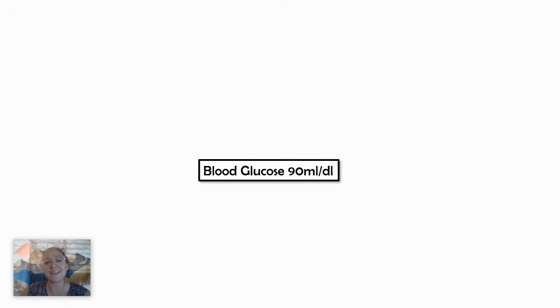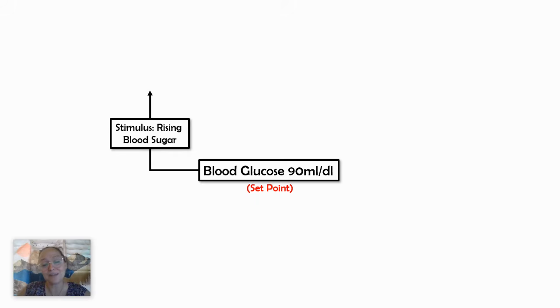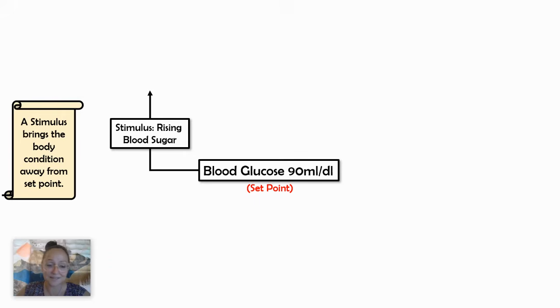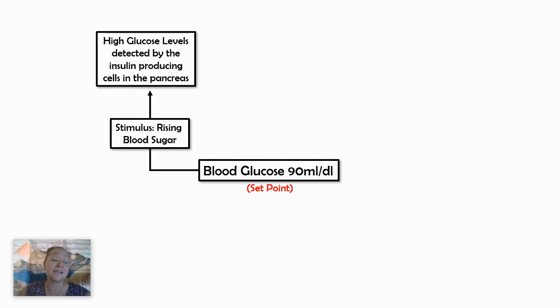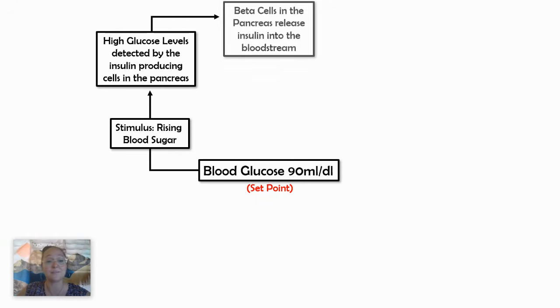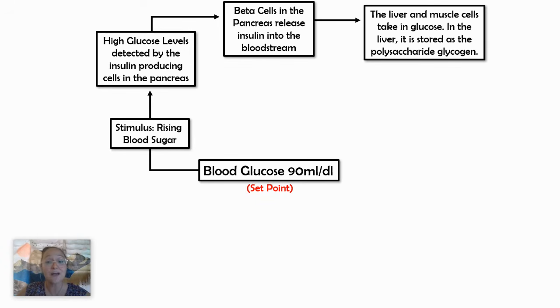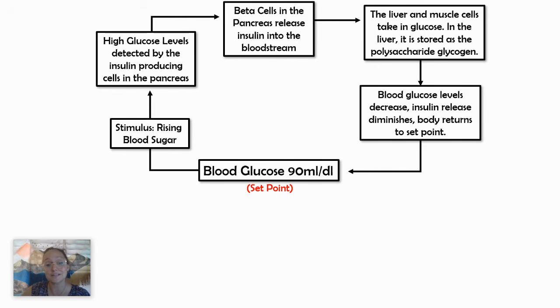All right, so now let's look at it in boxes, and you're free to pause this video and read it in more detail if you need to. But basically, we keep our glucose around 90, hopefully. And so the stimulus in this example would be rising blood sugar. So a stimulus is anything that moves a body condition away from set point. And then the high glucose levels are detected by the pancreas's beta cells. Then the pancreas will release insulin into the bloodstream. The liver and the muscle cells will receive that ligand and take in and store that sugar as glycogen, and that hopefully will bring us back to set point.